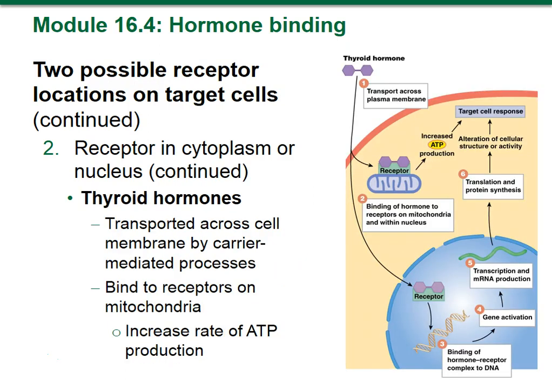Okay, also, thyroid hormones. Thyroid hormones also go inside of the cell. They're transported across the cell membrane by a carrier-mediated process. That means something on the cell binds it and brings it in. So it binds to receptors on mitochondria once it's inside, and this increases the rate of ATP production.